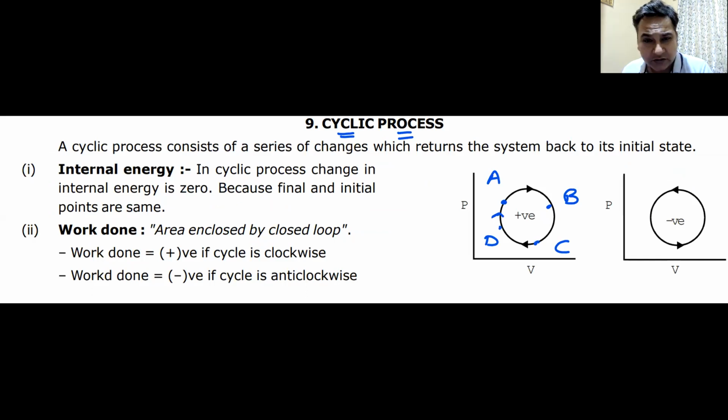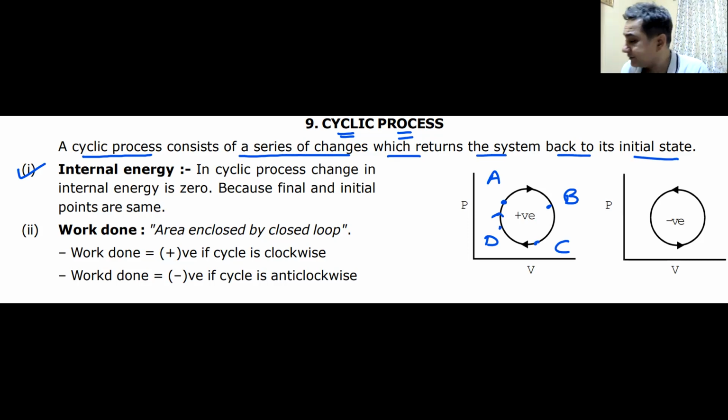Your car runs on an internal combustion engine. In that, a thermodynamic process is happening. It's a cyclic process. Everything is cyclic. Start from the same point, end on the same point. Again, then start. Cyclic, cyclic, cyclic. What is the change in internal energy? So what is a cyclic process? A cyclic process consists of a series of changes which returns the system back to its initial stage.